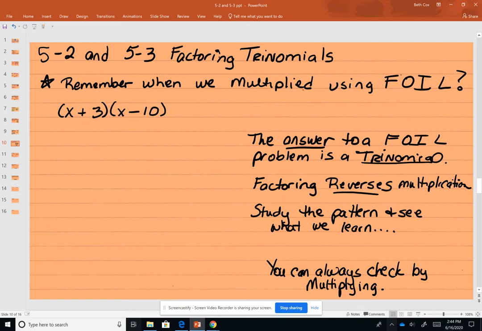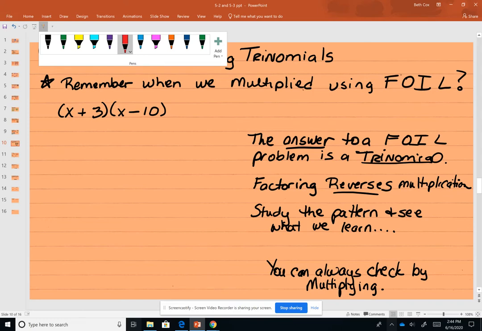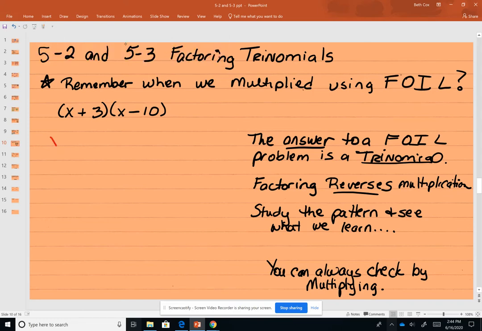Okay, so when we multiply this, x times x is x to the second, and then x times negative 10 is a negative 10x, and then 3 times x is a plus 3x, and then 3 times negative 10 is negative 30. Okay, so that's the multiply part, but then you remember you have to combine your like terms, and you do a negative 10 plus 3, and you get a negative 7x minus 30, bring down the x squared.